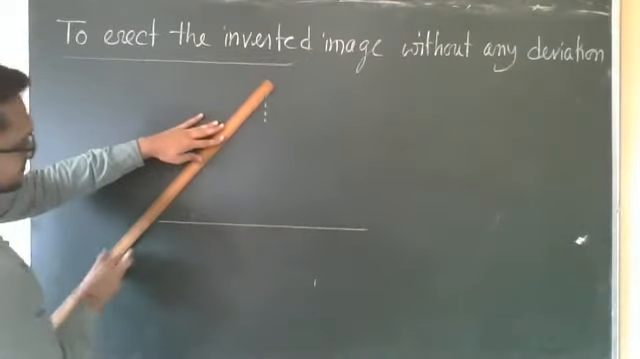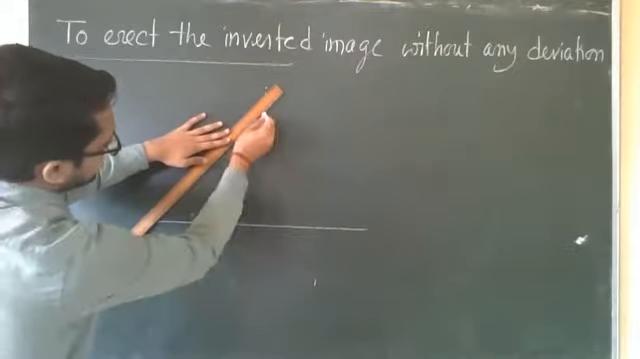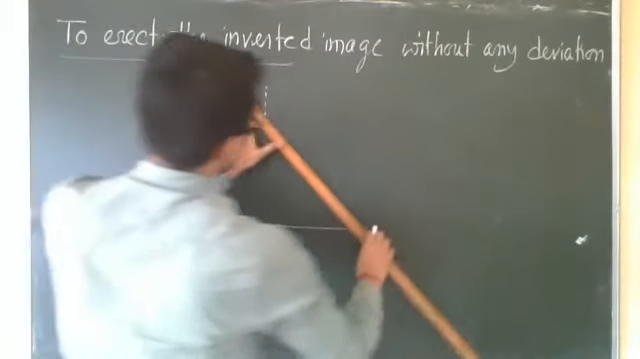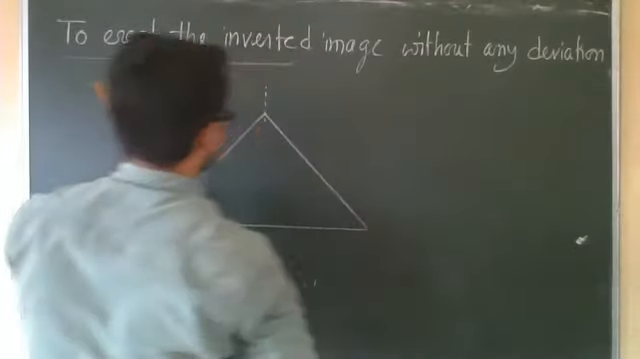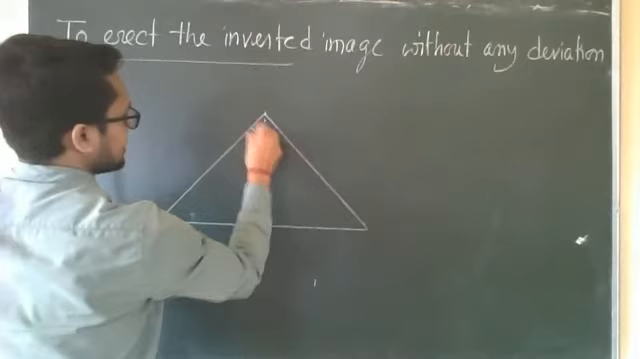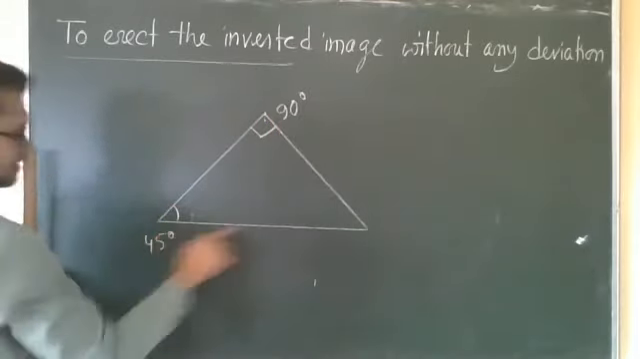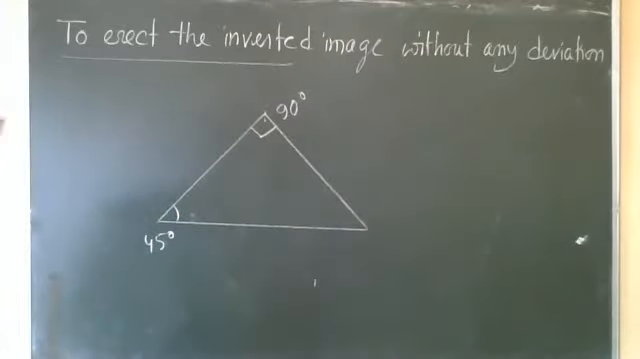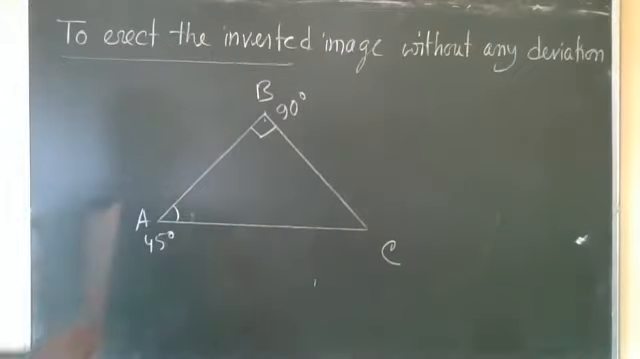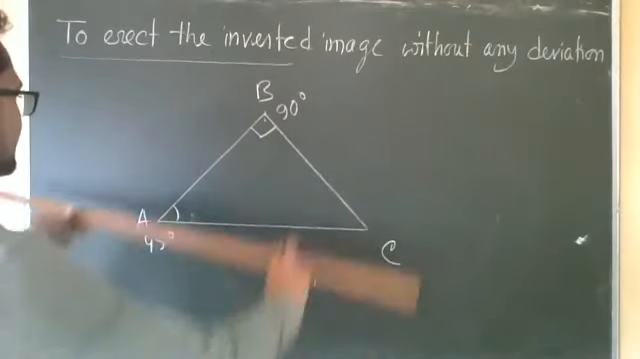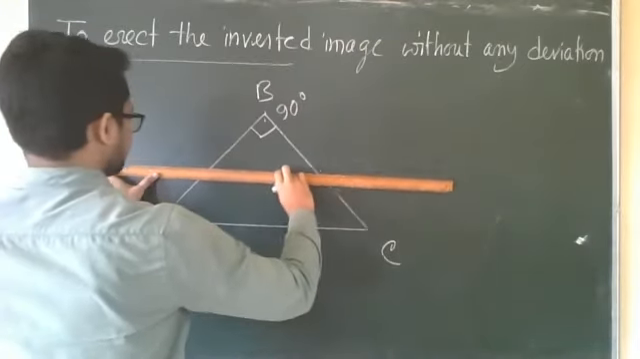Draw almost like this. This is 90 degree, this is 45 degree, and that one is also 45 degree. Names are given in a similar way: this is A, this is B, this is C. These two sides are equal. Here light will fall, in this way.